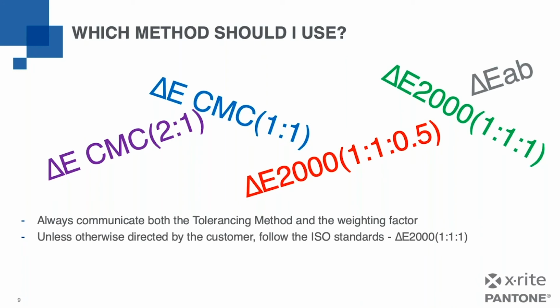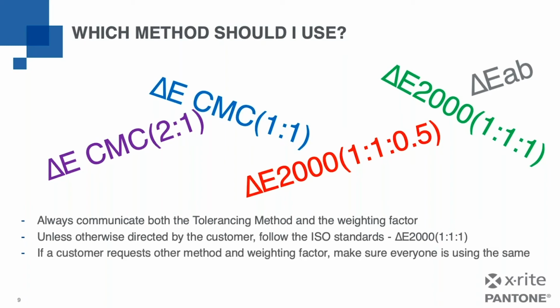Now, unless you're otherwise directed by your print buyer, make sure you follow the standards of Delta E 2000 1:1:1. That's where everybody is moving. That's where all the ISO standards are, and most print buyers are looking to move in that direction. So that's where you should go if nothing else has been defined. If the customer does request another method and weighting factor, make sure everybody's using the same.